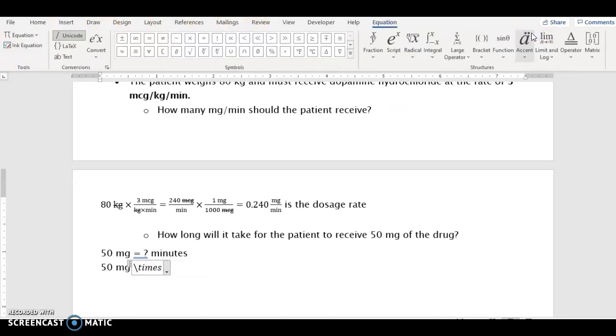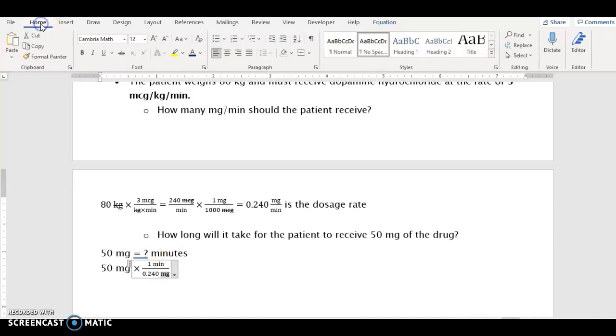Okay, so what we're going to do then is multiply the amount here of 50 milligrams by 1 minute over 0.240 milligrams. So the question is, how do we know to put what where? How do we know to put 1 minute in the numerator, and then the 0.24 milligrams in the denominator? For obvious reasons, that allows us to eliminate the units of milligrams.